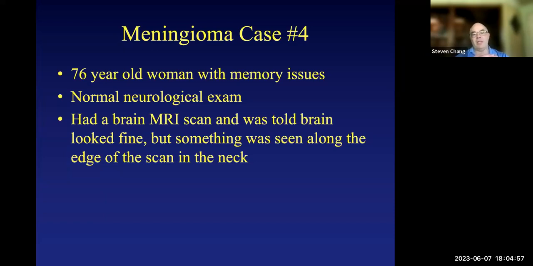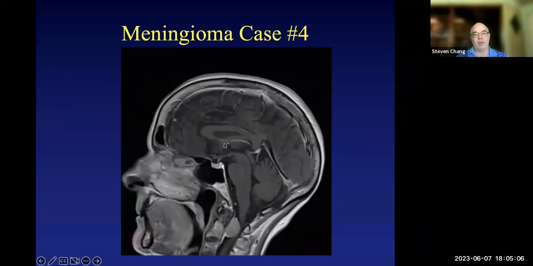But right at the edge of the scan, at the bottom of the scan, right where the neck starts, we saw something there, and we needed to discuss. So this is the brain MRI scan. And they saw something down here at the bottom of the scan. So David, what do you see on this scan?